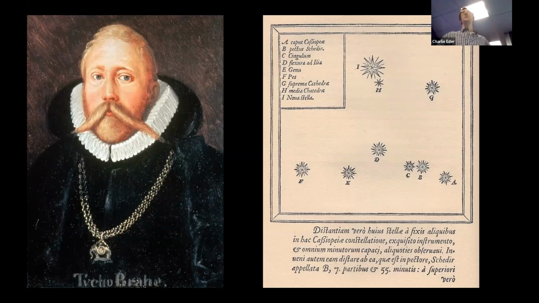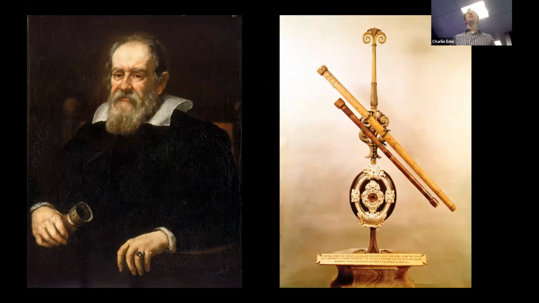And then several years after Tycho passed away, Galileo became the first astronomer to ever use a telescope to observe the night sky. And of course, telescopes are tools designed to aid the eye, because really doing astronomy was all about using your eye and using instruments to aid your eye.